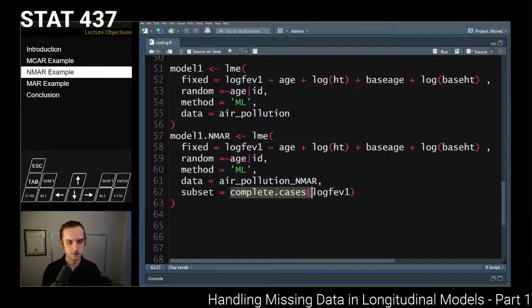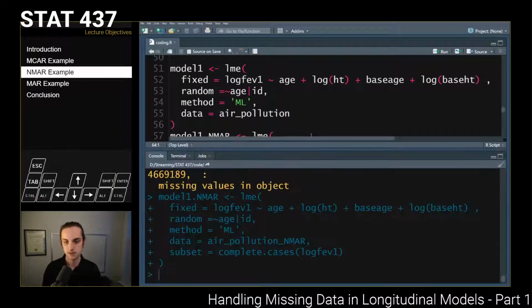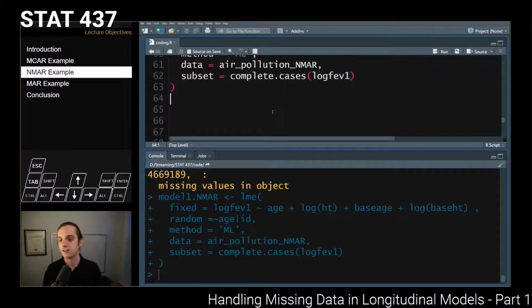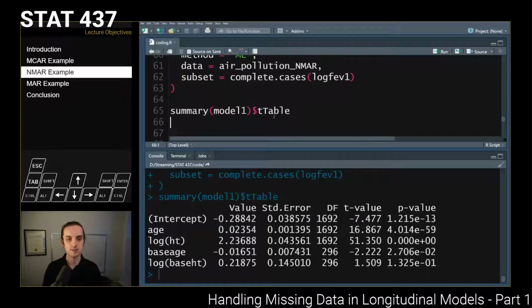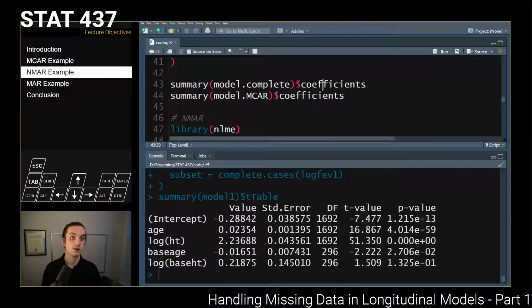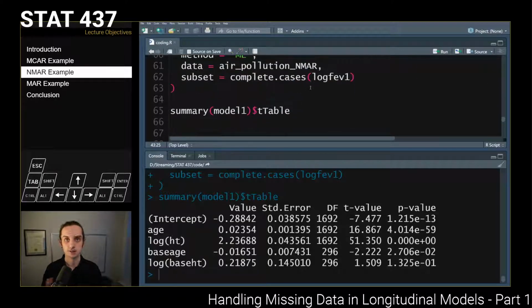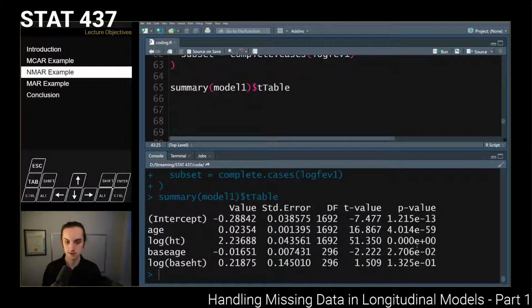And so all this is going to do, it's just going to keep everyone that we have the full observations for, right? And so if we run that, we see that we get the model fit without any error. And what we can do is we can take a summary of our model 1. And in fact, I'm just going to pull out the t-table part of this, right? Again, for the LME objects, the t-table is going to give us essentially the same thing that coefficients gave us for our generalized estimating equations. And so this just gives us the estimates of all of our fixed effects as well as their p-values and such.